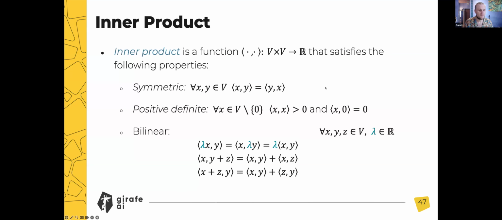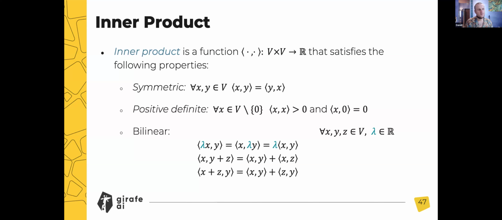It has to be what is called positive definite: whenever at least one of the vectors isn't zero, the inner product with itself cannot be zero. And it has to be bilinear. We will talk about that later. But bilinearity means that it has to be linear in each of the arguments. We have not properly introduced the concept of linearity, and we will come back to that later. But for now, it's just the definition.